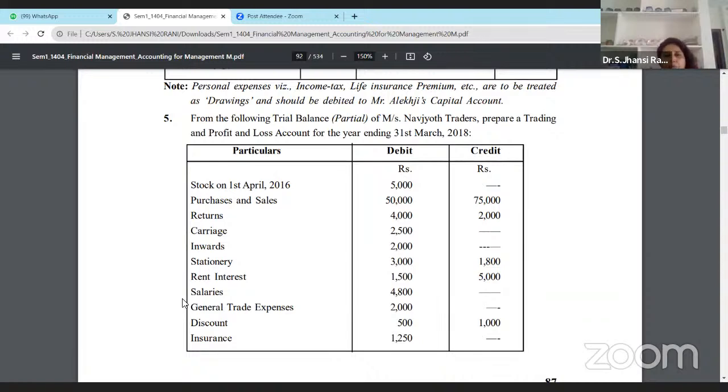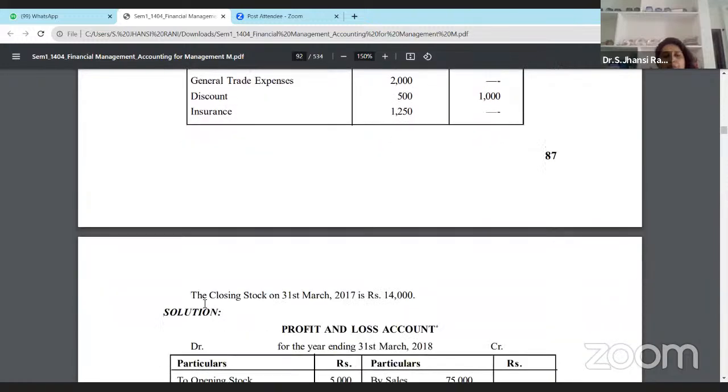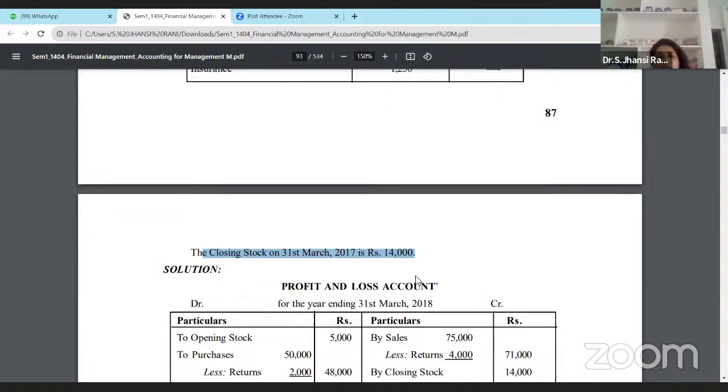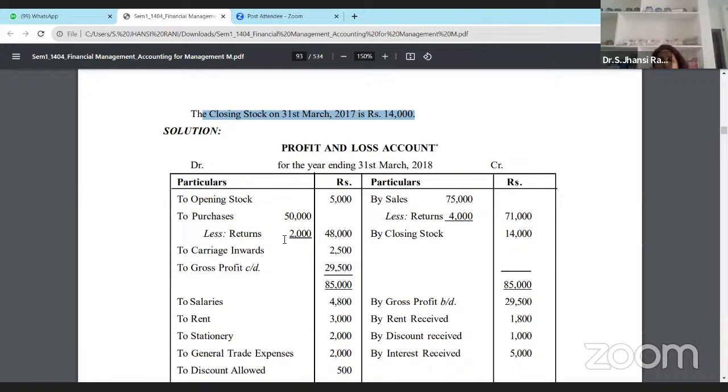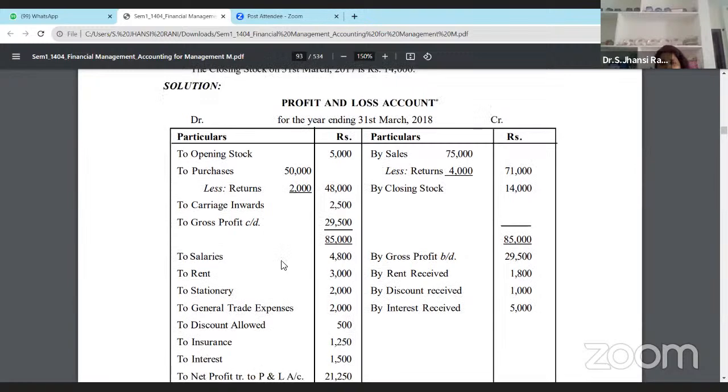Only opening stock, purchases, sales, returns, and carriage inwards are related to the trading account. Remaining all points come under the profit and loss account, which are called indirect expenses or indirect income related to our business. Now the last point is closing stock. Closing stock is written on the trading account credit side. Now, if you look here, the difference: they did not mention any trading account or profit and loss account separately. They have written everything in one account only, if you can observe here.